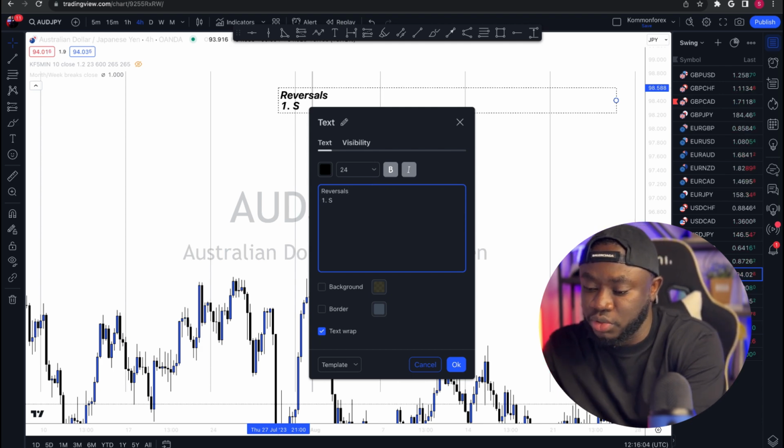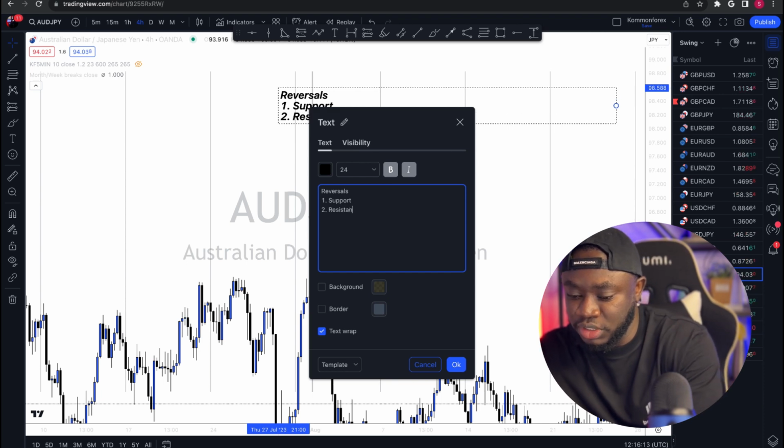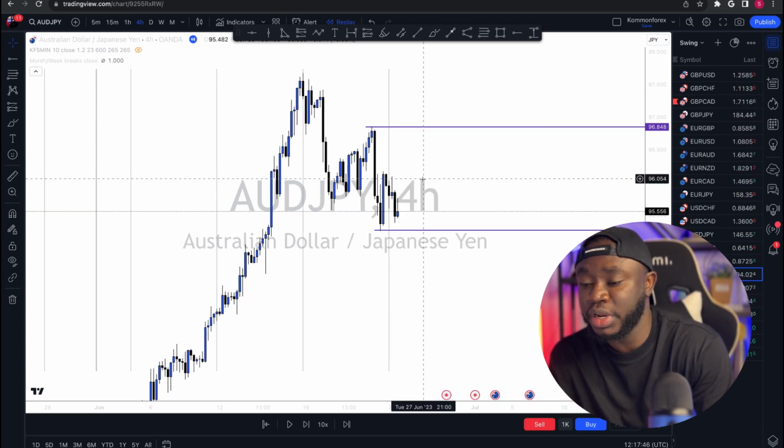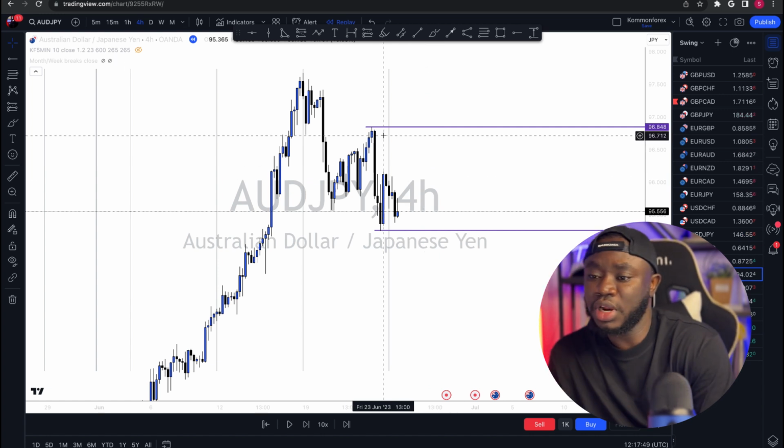The first one is my support, resistance. So my support and resistance can be on a trend line, can be on a Fibonacci level. So today we'll be using AED-JPY to do all this form of analysis. So now let's talk about resistance.